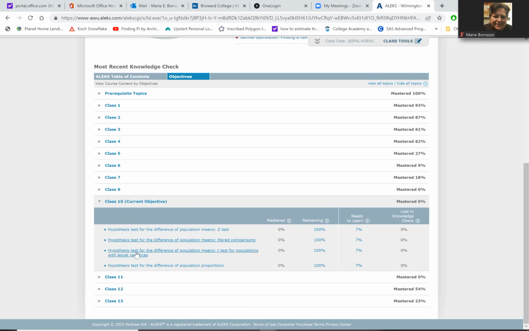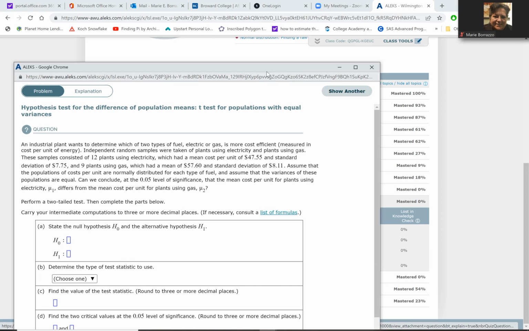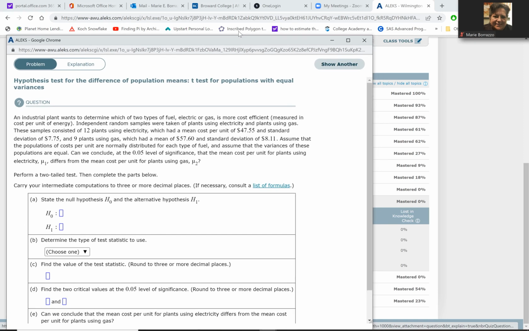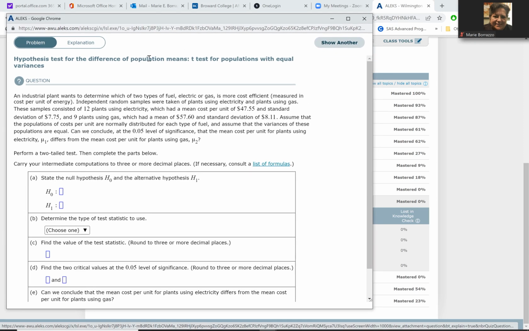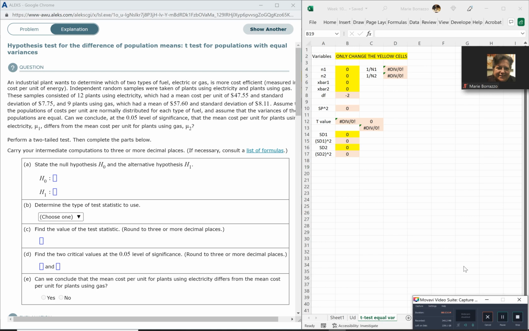All right, so the next question that we have to talk about is this one. This question has to do with the mean difference of populations. We're looking at, in this case, a t-test with equal variances. I have programmed one more part of this lesson. This is the third example that they give you: a hypothesis test for the difference of population means as a t-test for populations with equal variances.